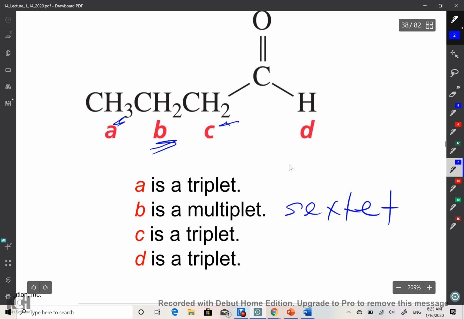A sextet, or we simply refer to it as a multiplet. Usually when it's more than 5, we just go with multiplet. If you call it a sextet, that's fine. If you call it a multiplet, that's fine. Is that okay?